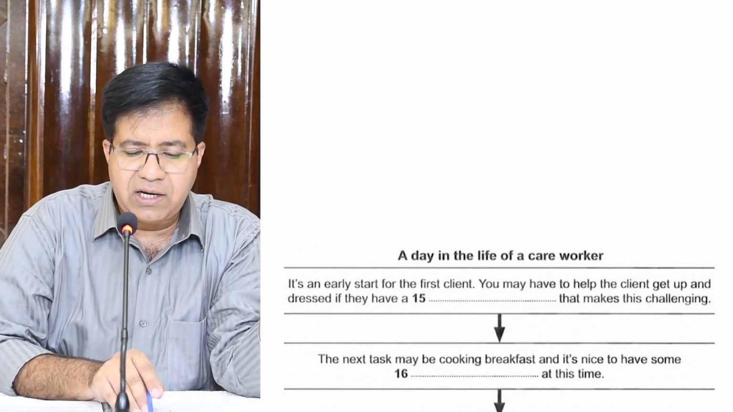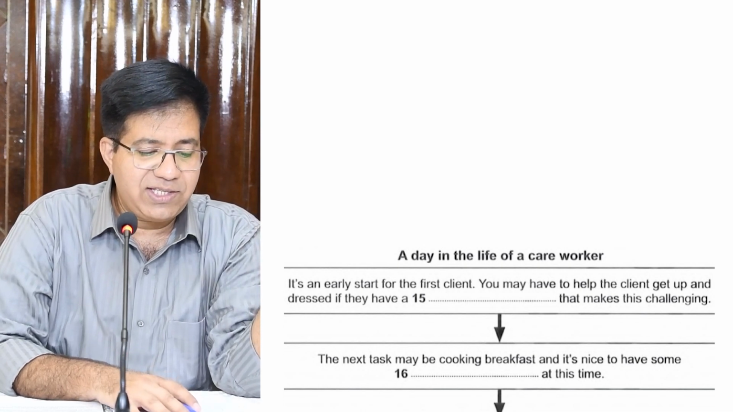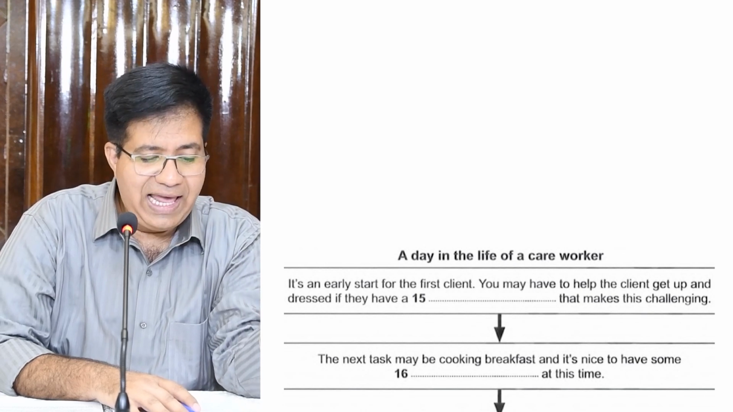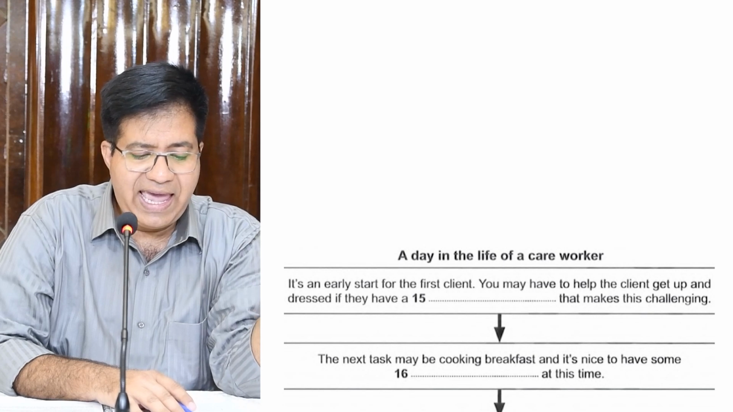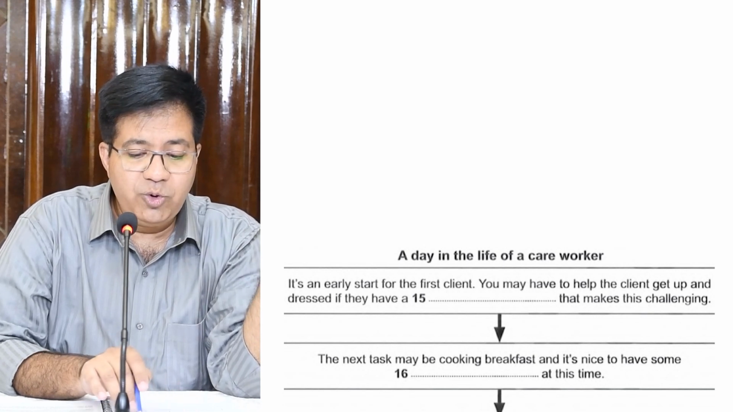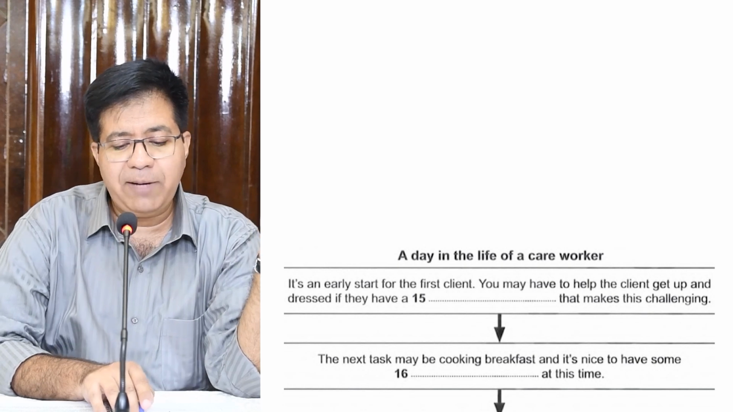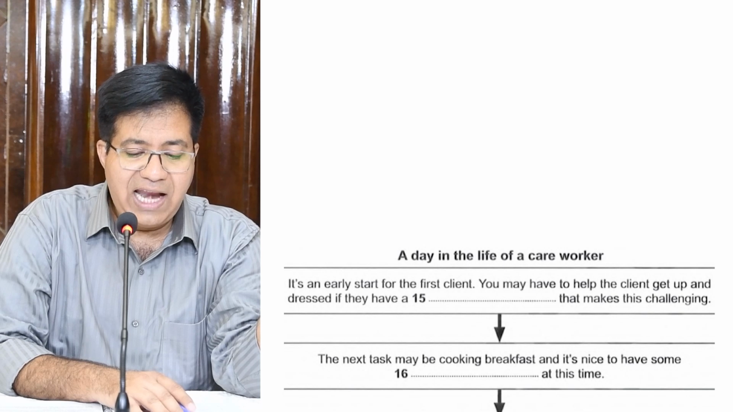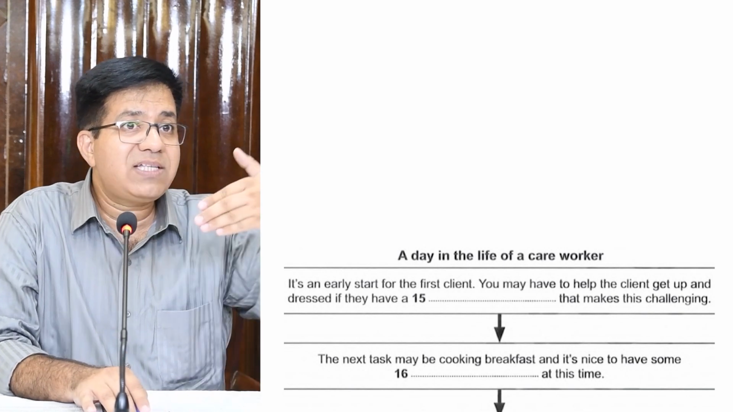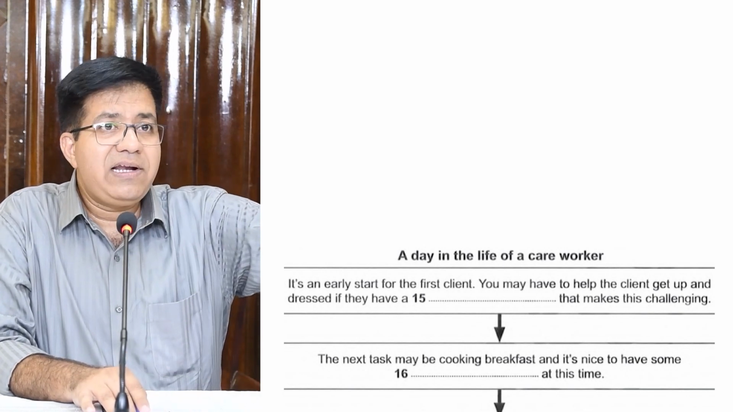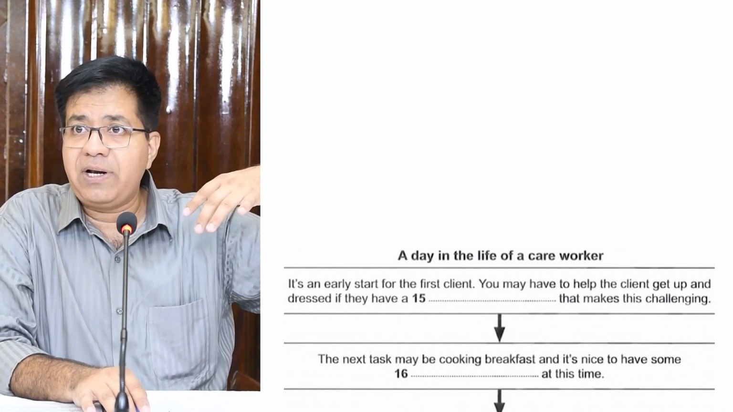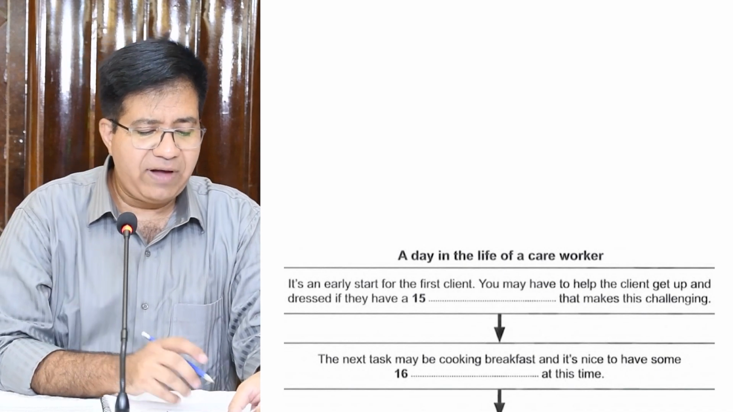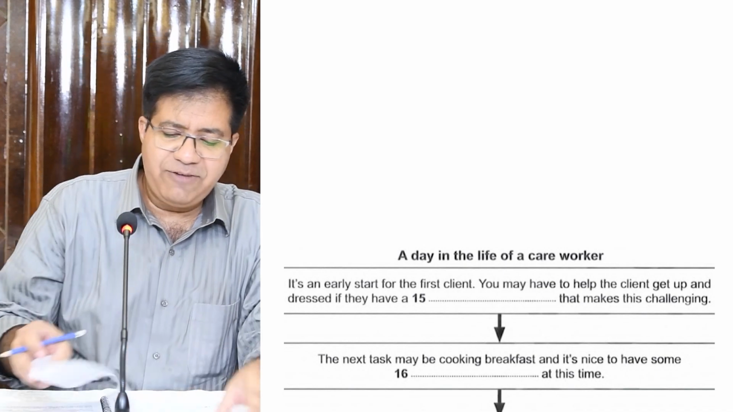You may have to help the client get up and dressed. Now see, this is the job of a care worker. You will awake your client. You will help him get dressed. If they have a dash, now you will, actually you're going to help the client get up and dressed if they have something that makes this challenging. Makes this challenging means there is an elderly person who cannot wear clothes properly, so you will help with them. Now, what is that thing? If they have a. Now, let's see what is it that if they have a.